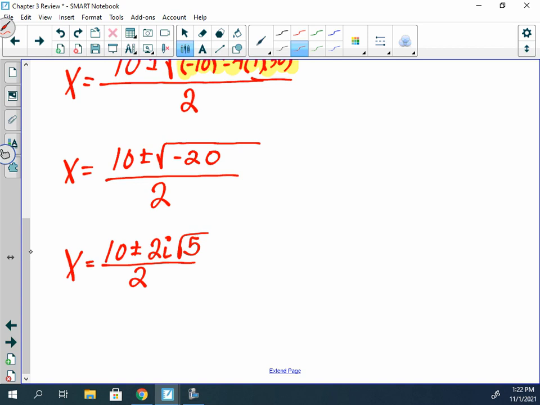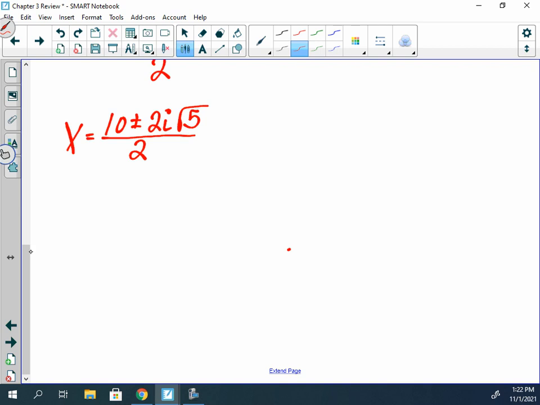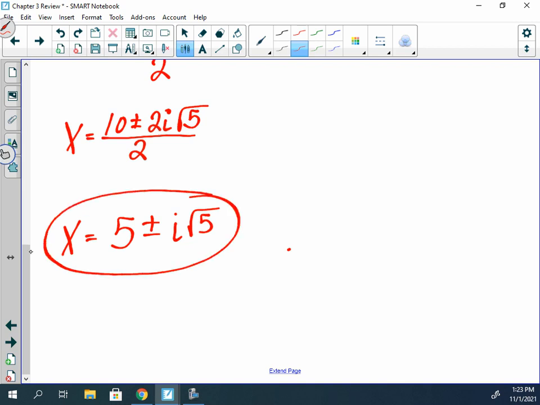Now, if all three numbers, 10, 2i square root of 5 in the numerator, and 2 in the denominator, have a greatest common factor, then we will simplify. Is there a greatest common factor between 10, 2i square root of 5, and 2? Yes. 10 divided by 2 is 5. 2 divided by 2 is 1. So we're left with 5 plus or minus i square root of 5, and that right there would be the answer.